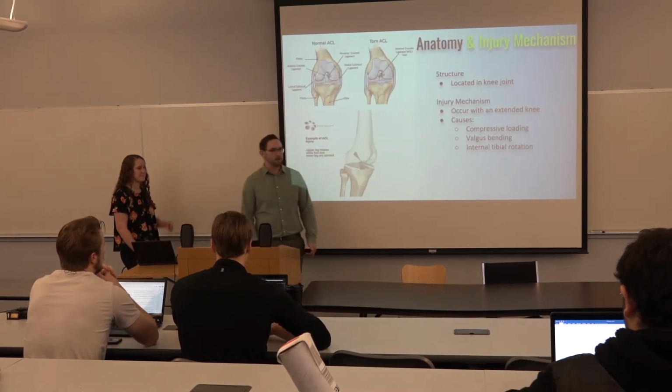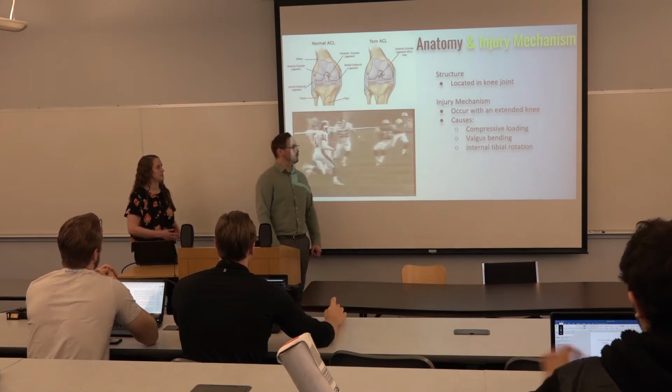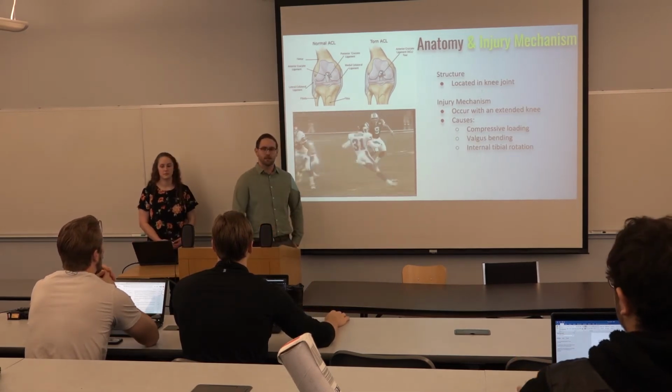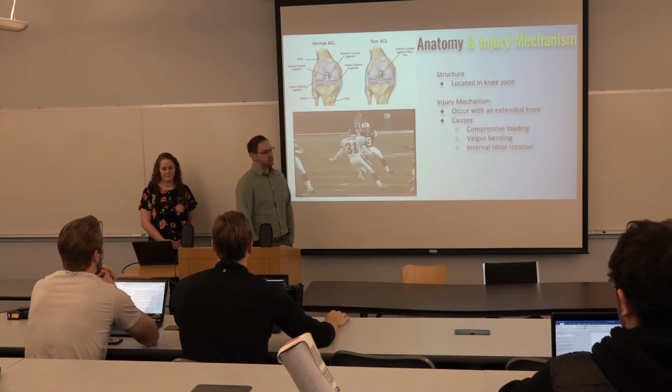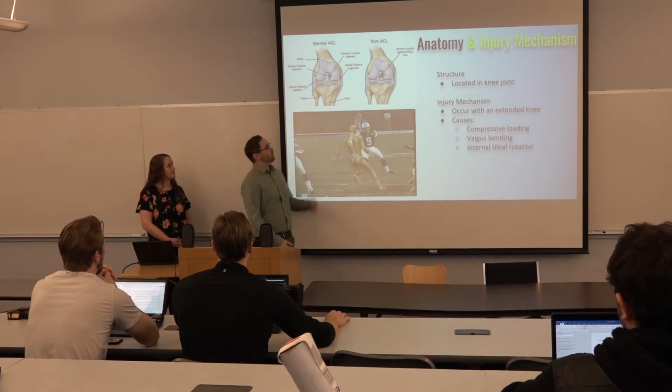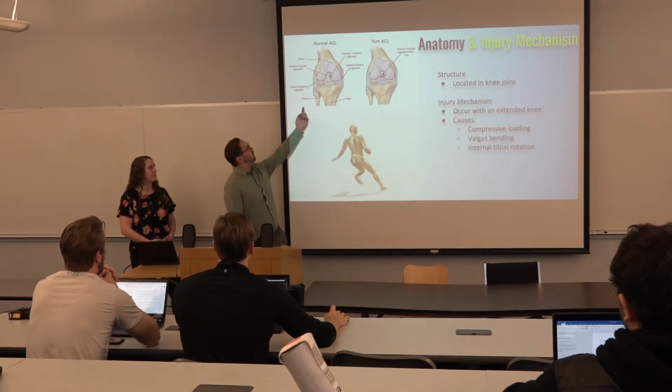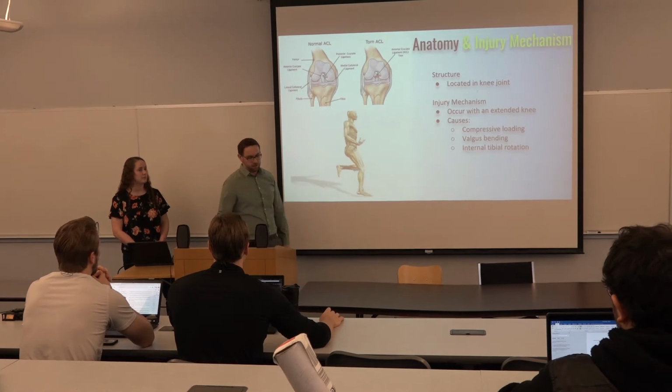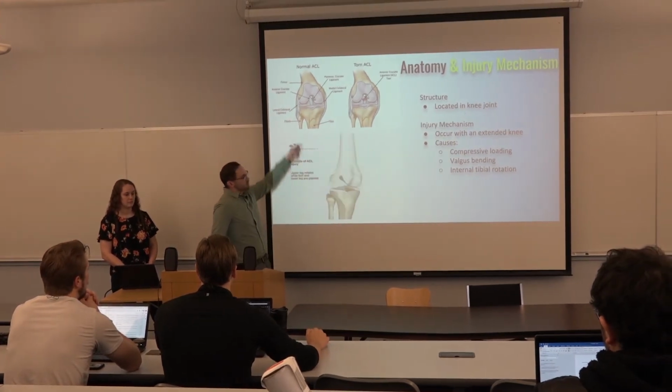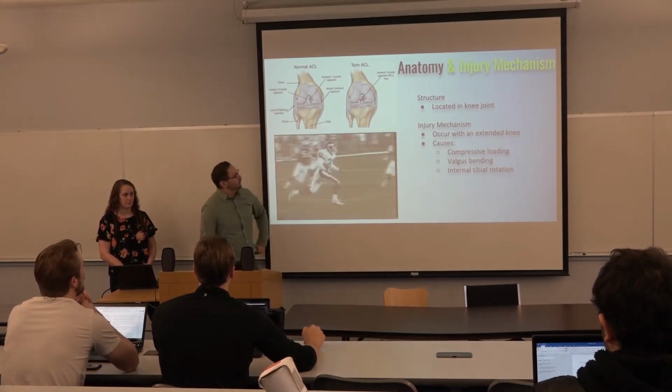So a little bit about the anatomy and the injury mechanism behind an ACL. The ACL is located in the knee joint. It orients into the distal femur notch behind. It overlays the lateral femoral condyle, and it inserts into the tibial plateau.